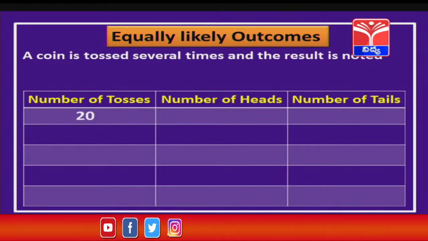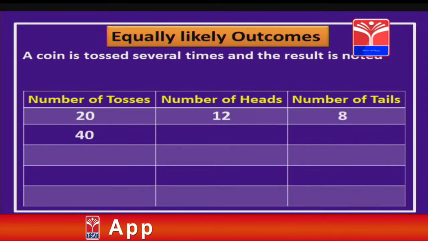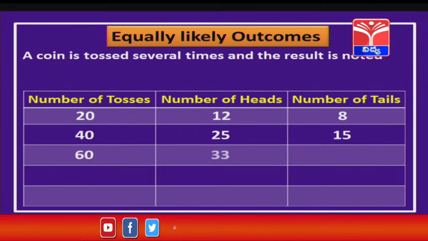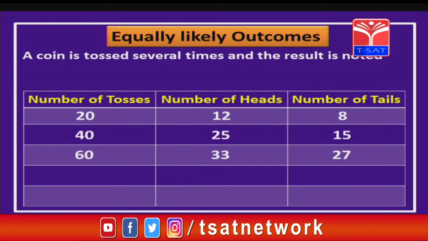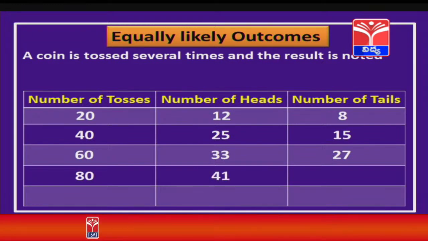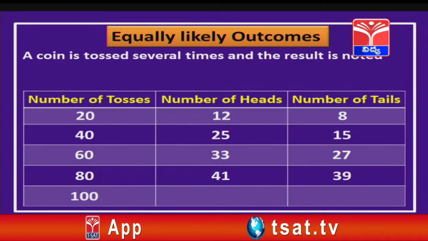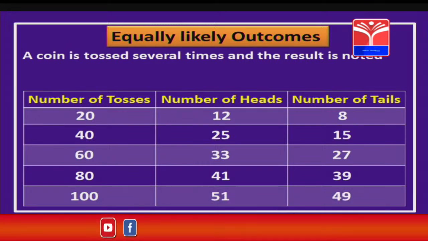First, we tossed 20 times and I got, say, 12 heads and 8 tails. When the number of tosses increased to 40, we got 25 heads and 15 tails. Then it is increased to 60, and I got 33 heads and 27 tails. Then when it is tossed 80 times, I got 41 heads and 39 tails, and finally, when it is tossed 100 times, I got 51 heads and 49 tails.